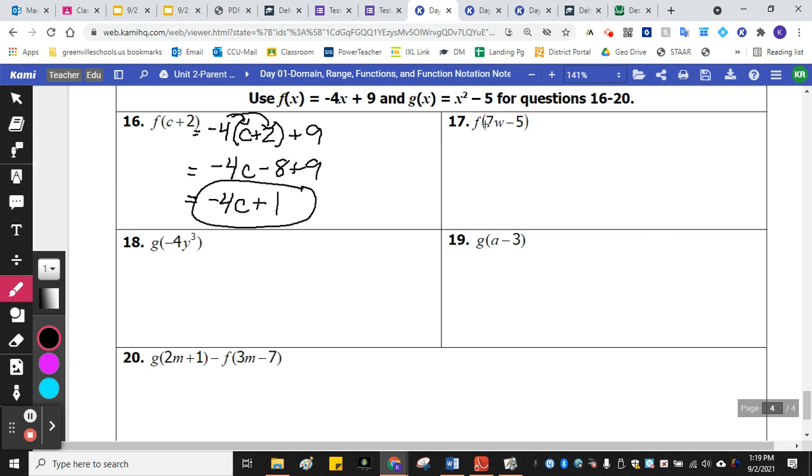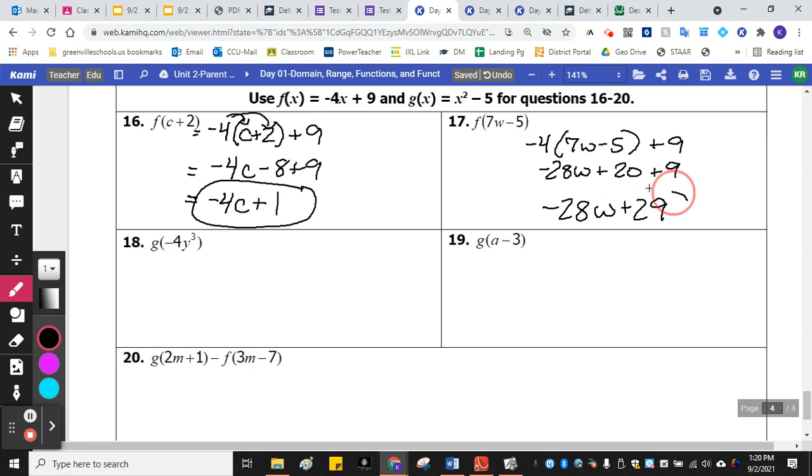Going to the f function, plugging in 7w minus 5. And I messed up because there's a plus 9. Now I'm going to the g function, and everyone's like, oh, I can do this. And then they start asking questions. And we have to simplify that. So that's your algebra skills.